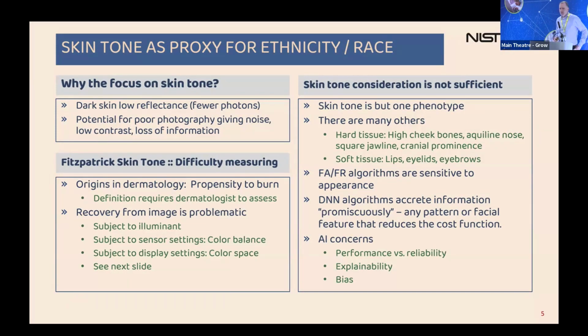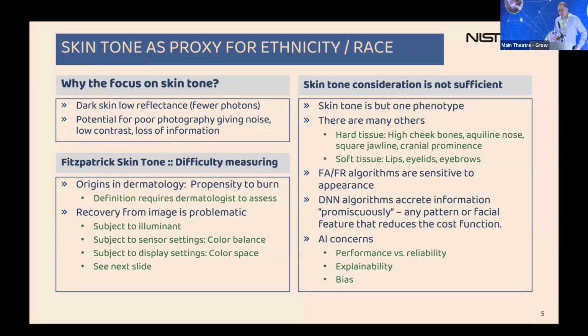So you have fewer photons hitting a sensor, and that can give you dynamic range problems, low contrast, noise, and general loss of information. People have reacted to that and said, okay, we need to measure skin tone. One way to do that, and it's a heuristic and not very good, is the Fitzpatrick skin tone. That was originally invented for dermatological use, to be done by a dermatologist in an office having access to your skin.